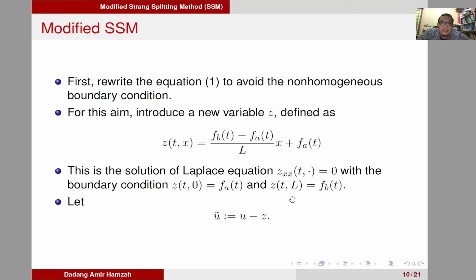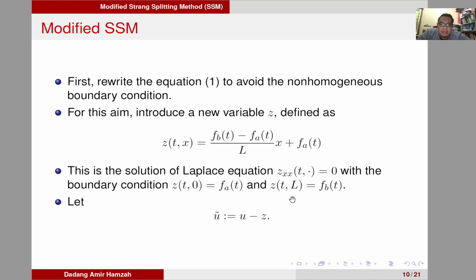To do so, let us rewrite equation 1 to avoid the non-homogeneous boundary condition. For this aim, introduce a new variable z as follows. If we observe, when we put x in the boundary, it will be compatible with the boundary condition that we have. And this is the solution of Laplace equation with the boundary condition the same as the original boundary condition in the Burger-Fisher equation.